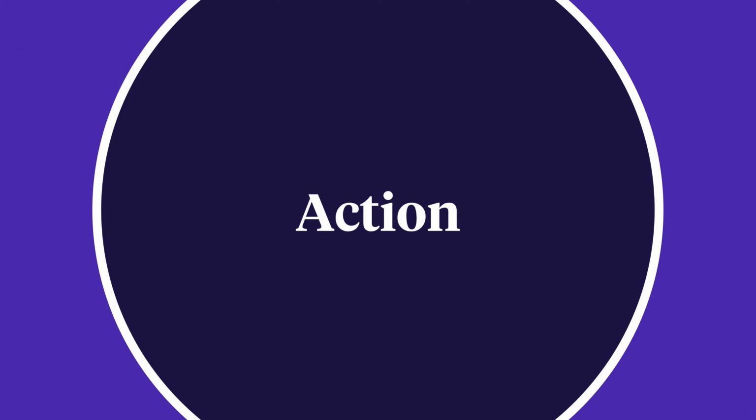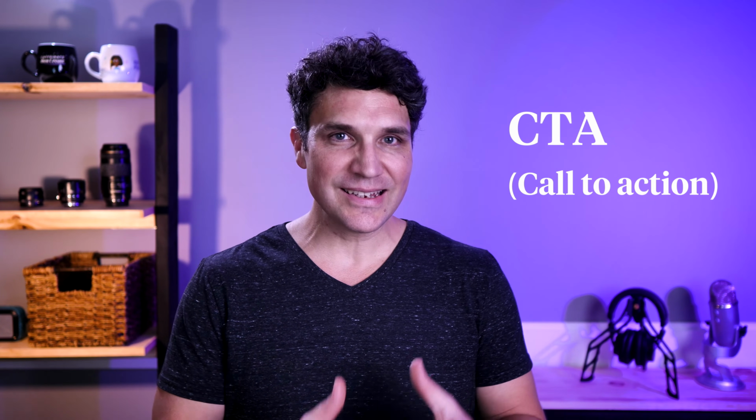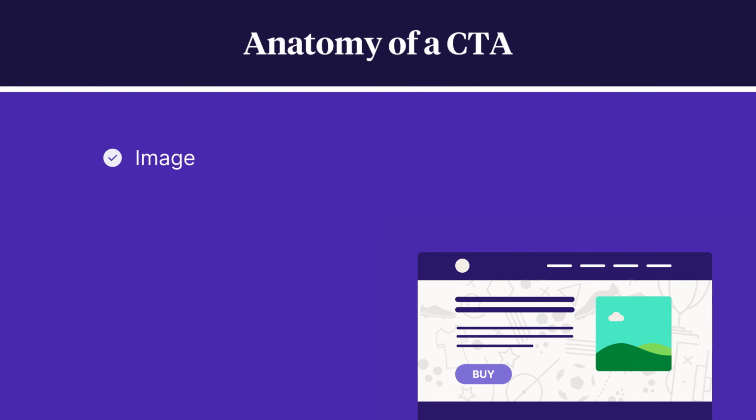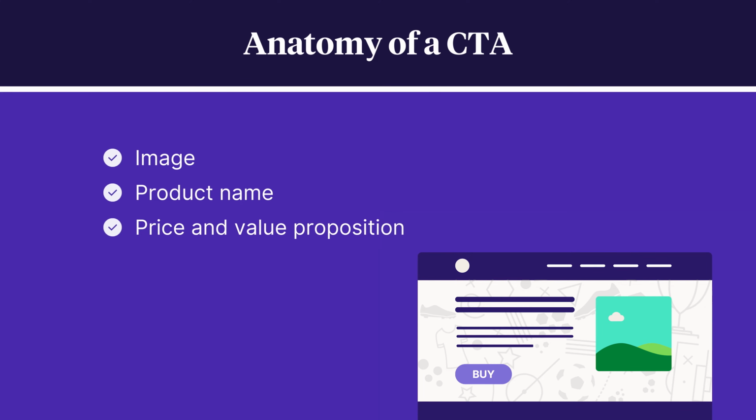Action. When a visitor lands on your page ready to take action, you want to make it as easy and obvious as possible. The element we'll use for this is the CTA, or call to action. A CTA typically consists of an image representing your product, the product name, other basic info like the product price and value proposition, and most importantly, a purchase button.